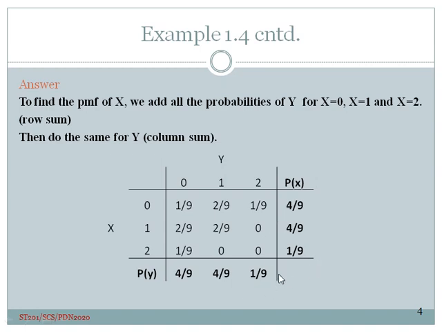If we follow the same calculation column-wise, you can find the marginal density of y. When y is 0, you add up all probabilities when x equals 0, 1 and 2 together, which will end up 4 over 9, and do the same when y equals 1 and y equals 2. So the column sums will give you 4 over 9, 4 over 9 and 1 over 9.